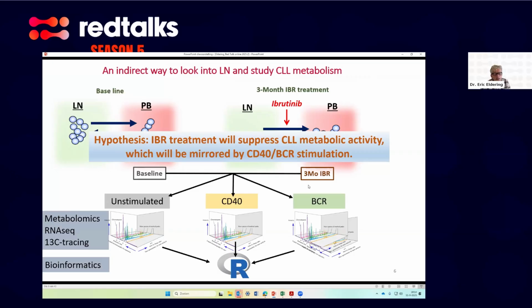We were hypothesizing that the ibrutinib treatment will suppress the metabolic activity of the CLL cells, and that this will be mirrored by the CD40 and B-cell receptor stimulation. In the first instance we used metabolomics, where you measure the quantity of about 100 metabolites in the cells, to find support for this premise. Later on, we included RNA-seq and 13C tracing, which I will get into. And this was all analyzed by various sets of bioinformatics.